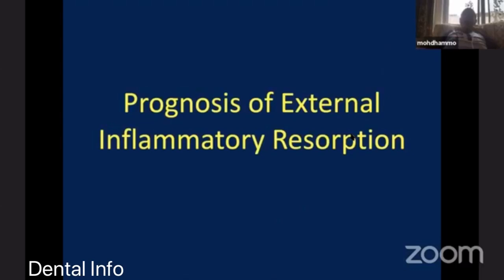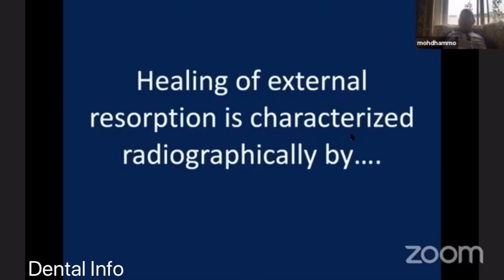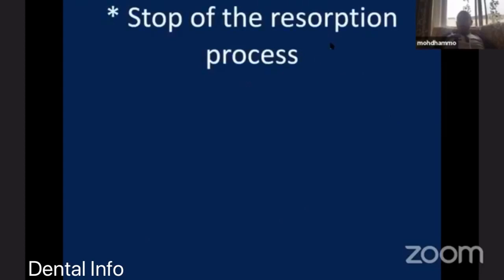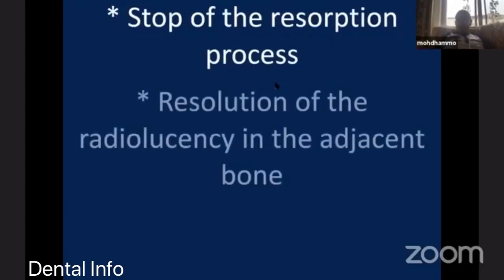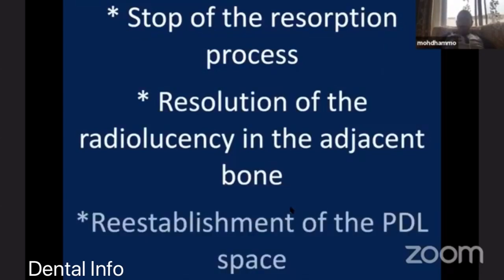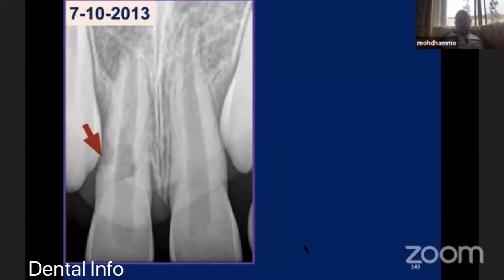What about the prognosis of external inflammatory resorption? We can evaluate the healing by the stop of the resorption process, resolution of radiolucency in the adjacent bone, and re-establishment of the periodontal ligament. So when the resorption stops, the radiolucency of bone disappears, and we have re-establishment of the periodontal ligament, we know our treatment was successful.